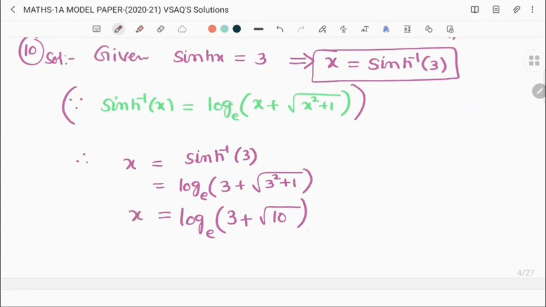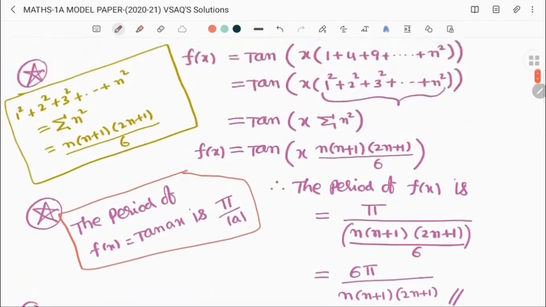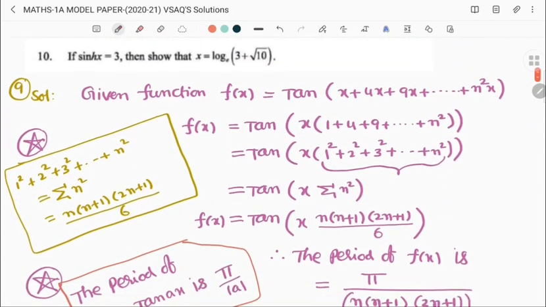Therefore, if sin hx is equal to 3, then the value of x is equal to log of 3 plus root 10 to the base e. Hence, proved. They are asking to show that x is equal to this.